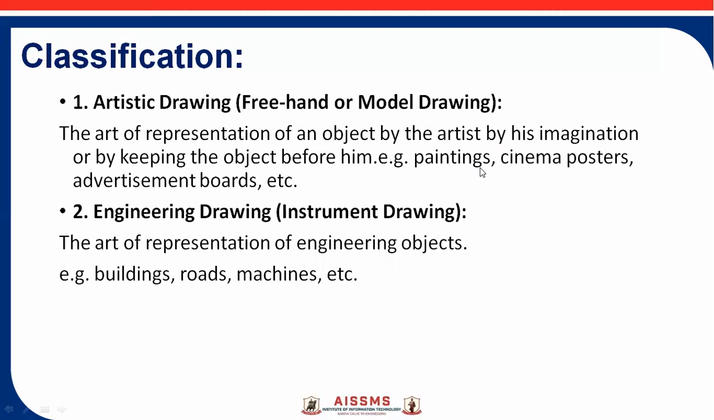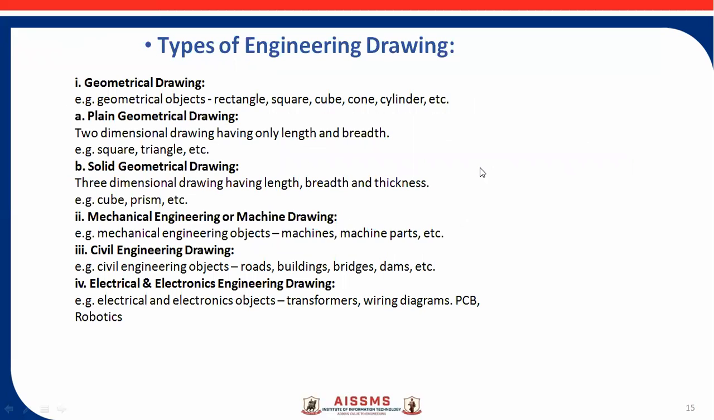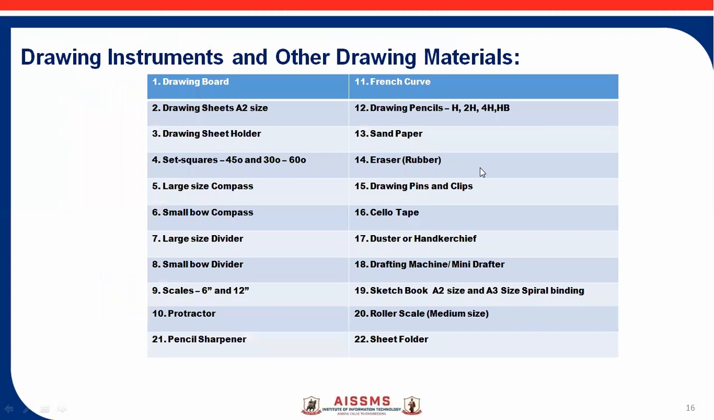So there are various types of drawings. One is artistic drawing and the second is engineering drawing. Artistic drawing is free hand drawing, and the next one is technical or engineering drawing. We will focus on engineering drawing. There are various types of engineering drawings: geometrical drawing, mechanical drawing, civil drawing, electronic and electrical drawings, solid geometrical CAD drawings and all. Based on the application, you will use different types of engineering drawing.